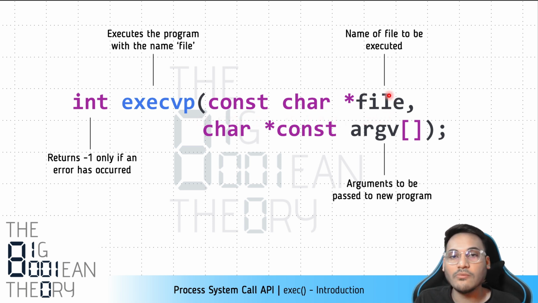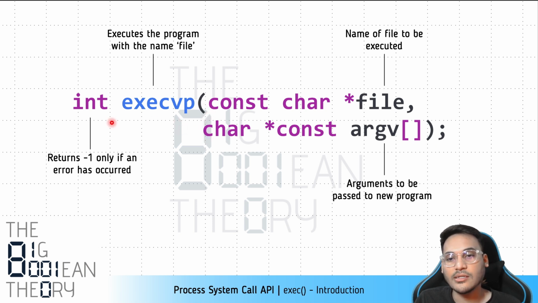Apart from the name of the file, the second argument that we have to provide is a list of arguments that will be supplied to the new program that we wish to launch. Whichever program we want to be executed, it will start with a set of arguments that we have to supply via this second argument to the execvp system call. And this was about the arguments.